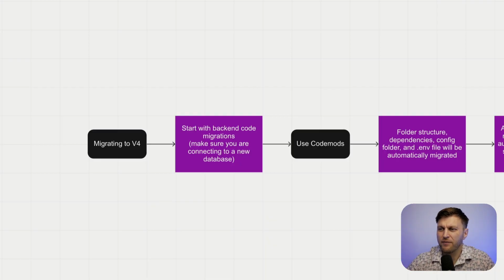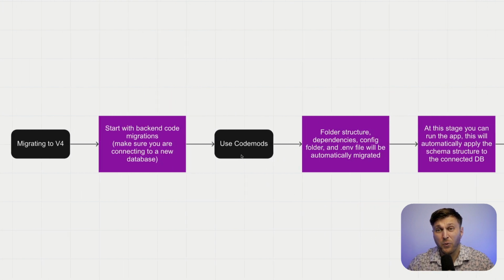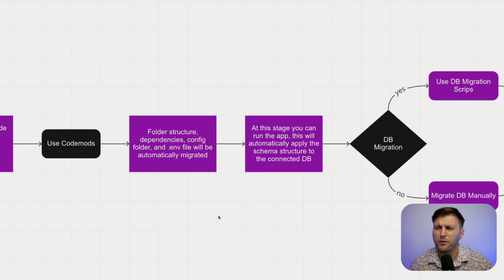Before jumping into the code and seeing how to use Codemods, let's take a big picture overview of the migration process. Taking a look at this flowchart, we're going to start with a V3 project. We want to make sure that whatever we do, the first thing we want to do is point to a new database because we don't want to overwrite anything in production. Then we will use Codemods. What Codemods will do, it will move the folder structure, all the dependencies, configurations, and .env file into a V4 project, which is awesome. At this point, you will be able to build your app.